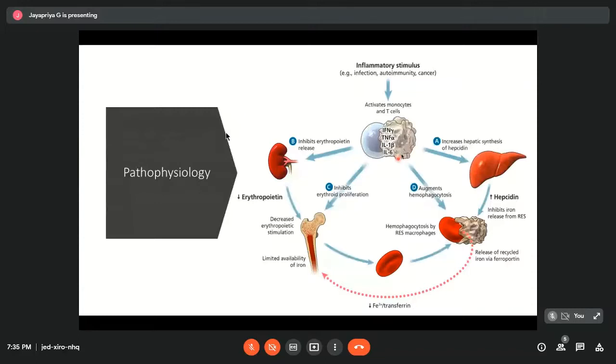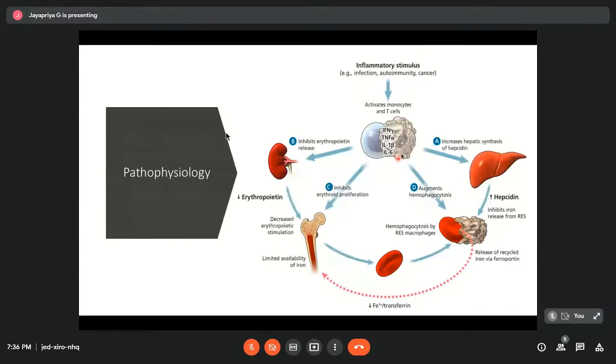And the third mechanism is that these cytokines also directly act on the erythroid precursors, that is the colony forming units and the burst forming units, which are the earliest progenitors in erythropoiesis. So these cytokines will directly act on these progenitors and inhibit their proliferation. And lastly, the cytokines will also augment the hemophagocytosis.